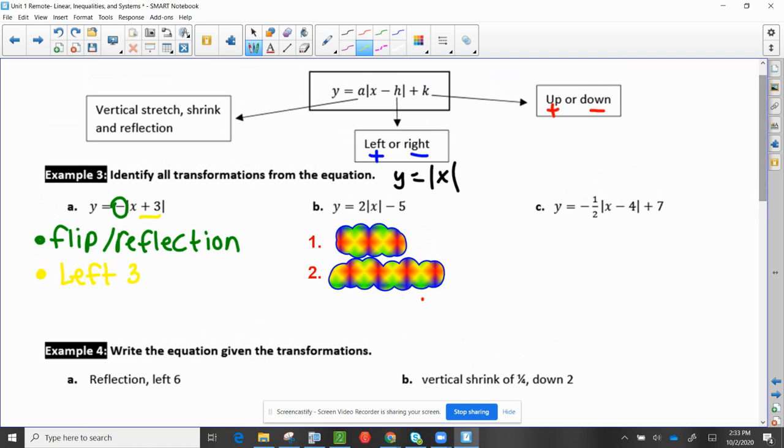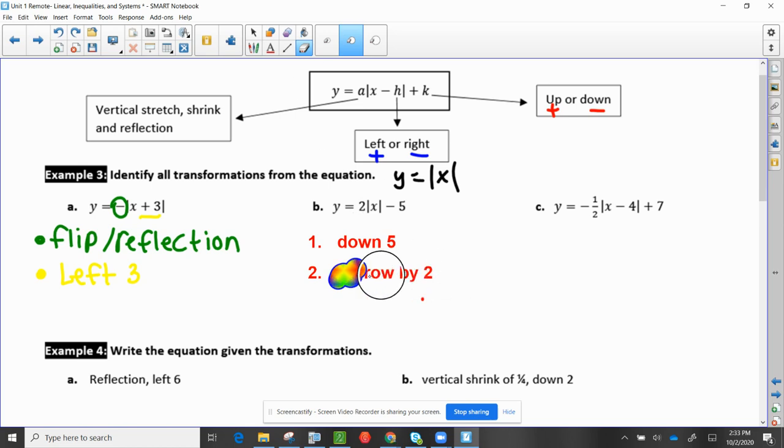So B has 2 times the absolute value of x minus 5. So I'm going to tell you there's 2 transformations there because there's 2 numbers in the problem. So list those 2 transformations. What are they? Okay. So the first one is it goes down 5, and that's because of this negative 5 here. Okay, so that means the graph goes down 5. And then that 2 is going to make the graph more narrow. So narrow by a factor of 2.